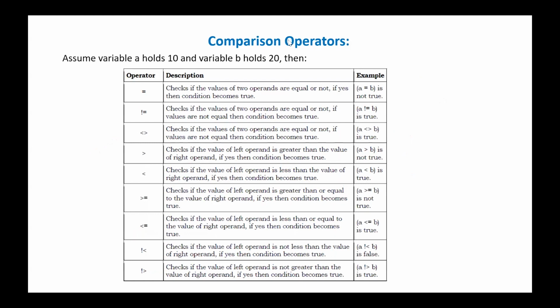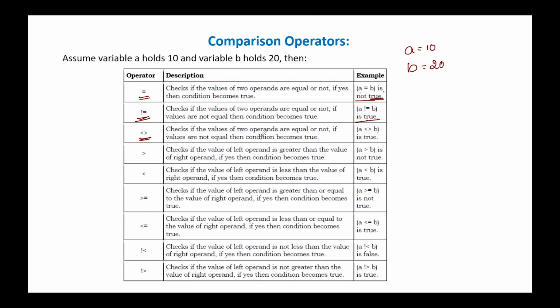Next, let us see comparison operators. So these are the various types of comparison operators. Here also we will take an example of A equals 10 and B equals 20, right? So if I say equal to, if A equal to B I'm using, it will return false, since it is not equal. A not equal to B will return true.